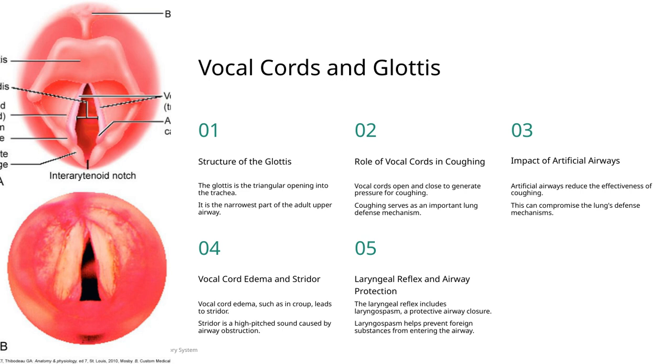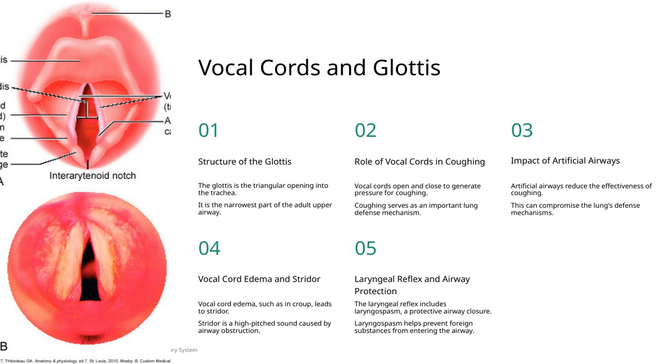Moving on, when there's vocal cord edema, such as in conditions like croup, it can cause a high-pitched sound called stridor. Stridor indicates that there's some airway obstruction, and it's a sign that the airflow through the upper airway is compromised. Recognizing this is crucial for timely intervention.